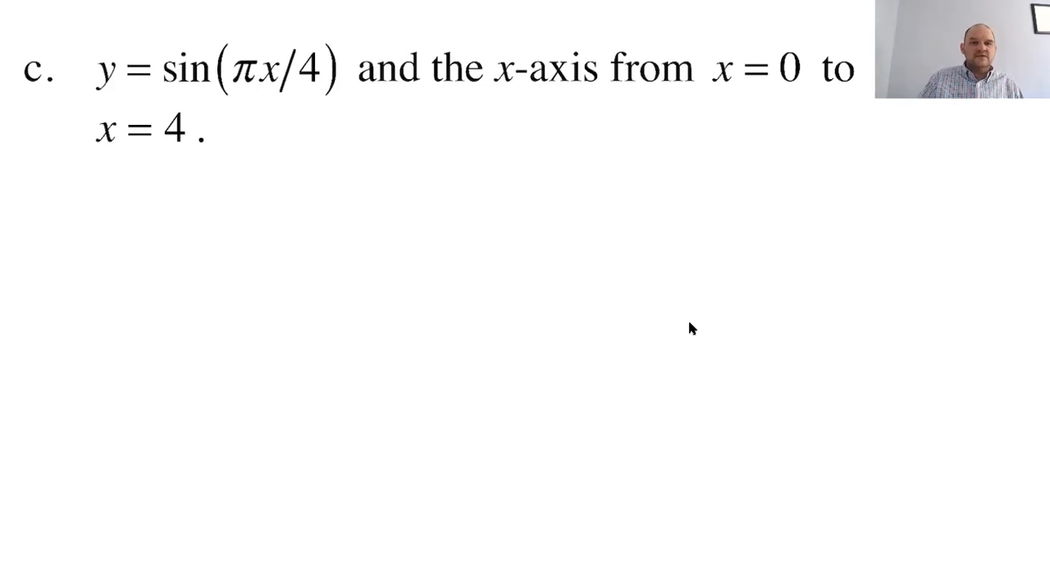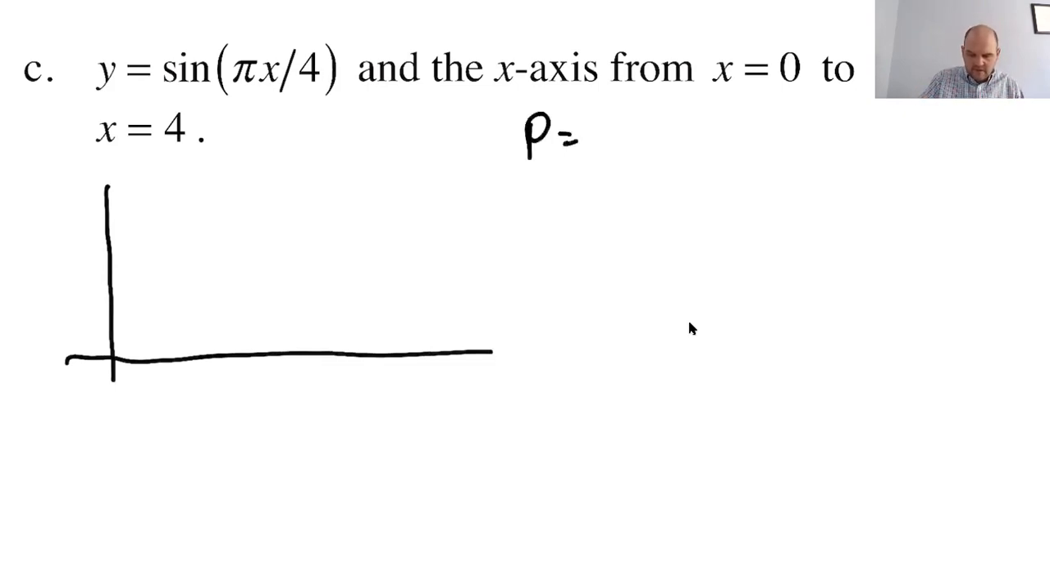All right, y equals sine of pi x over 4 and the x-axis from 0 to 4. Start with a picture. Do you really need the picture? No, you don't, but the period of this thing is 2 pi over pi over 4. So the period's 8.